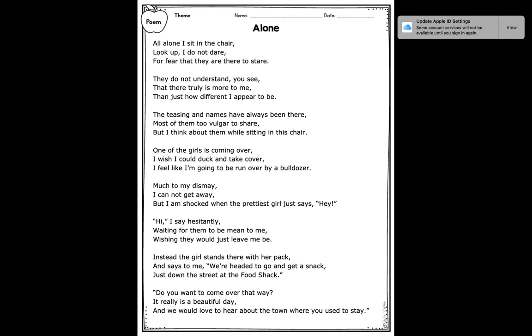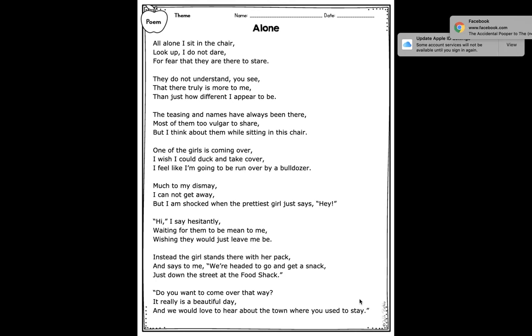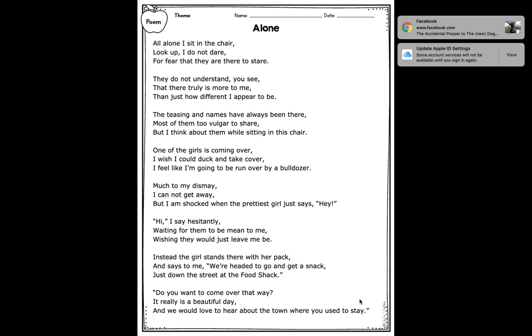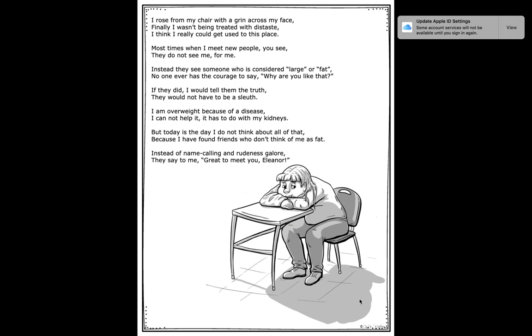"Hi," I say hesitantly, waiting for them to be mean to me, wishing they would just leave me be. Instead, the girl stands there with her pack and says to me, "We're headed to go back and get a snack just down the street at the food shack. Do you want to come over that way? It really is a beautiful day, and we would love to hear about the town where you used to stay." I rose from my chair with a grin across the face. Finally, I was being treated with this taste. Sorry, guys. I think I really could get used to this place.